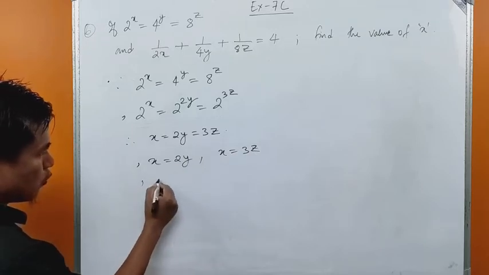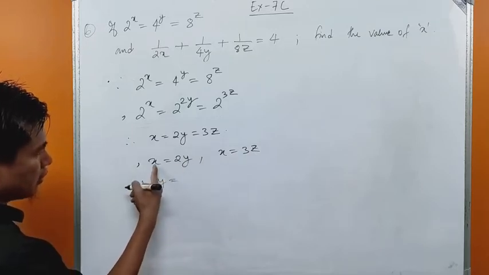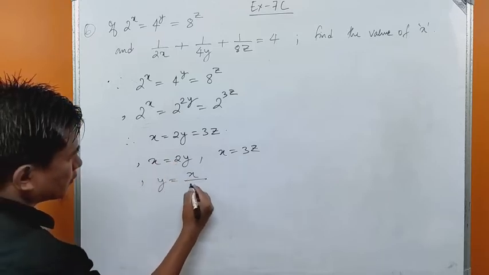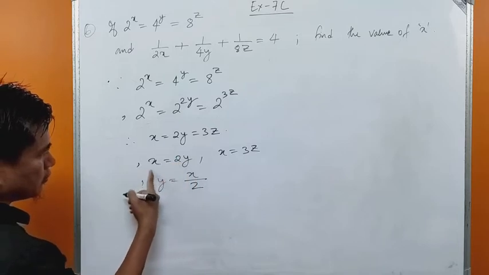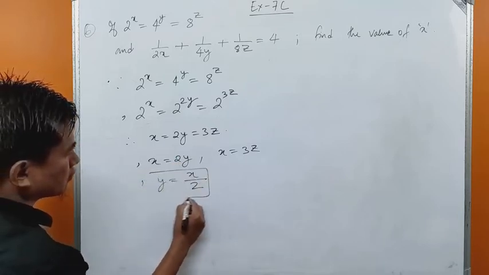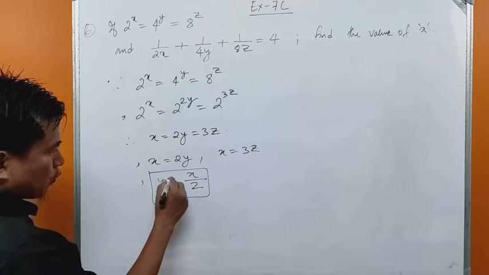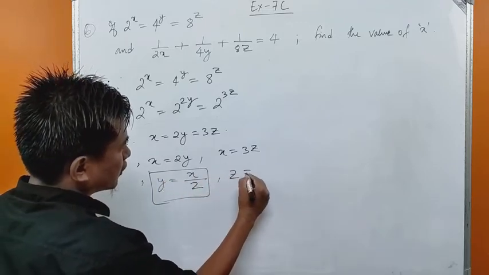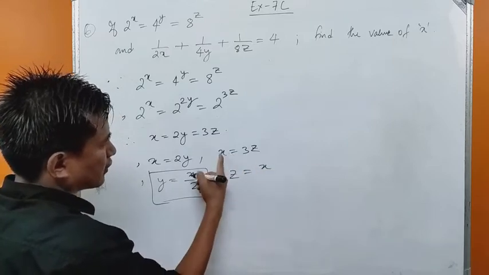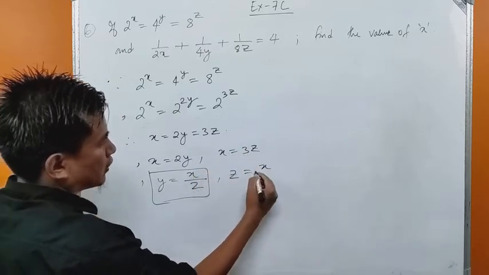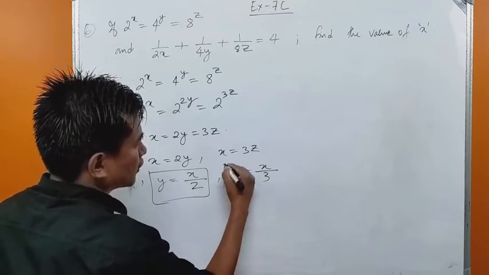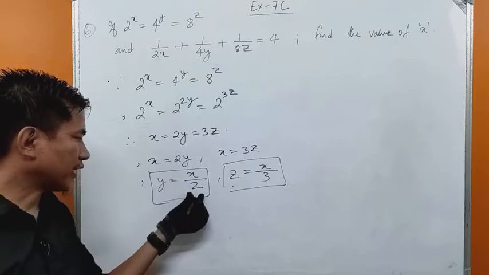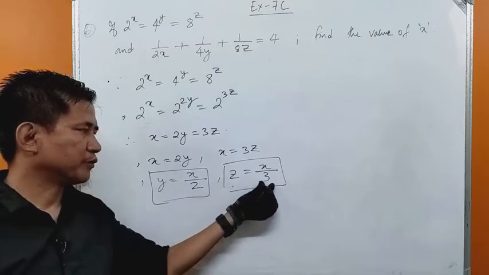Now from here you can write y equals x, where 2 comes down to the denominator by cross multiplication. So y equals x by 2, which is the value of y we need. And here z equals x, where 3 comes down to the denominator, so z equals x by 3. So wherever we see y, we put x by 2, and wherever we see z, we put x by 3.